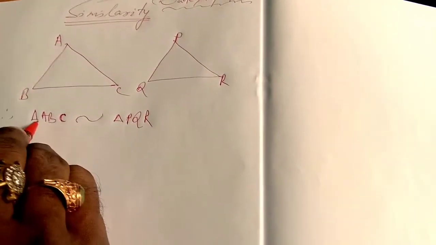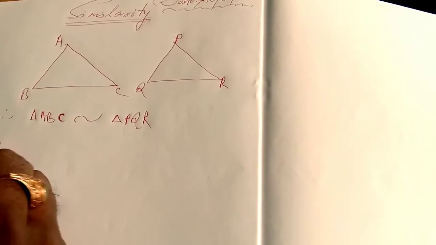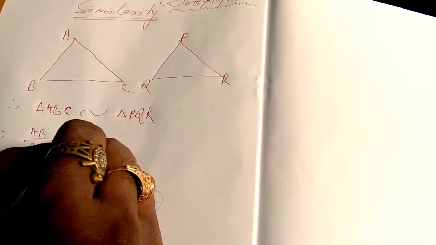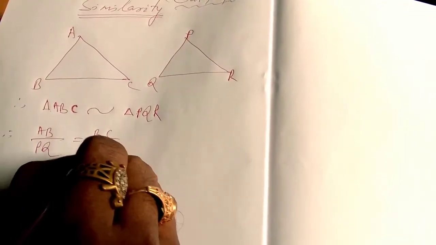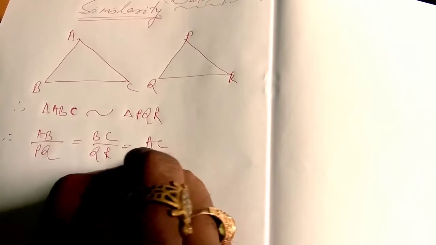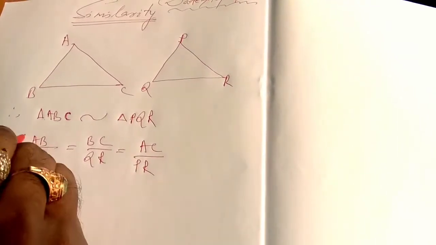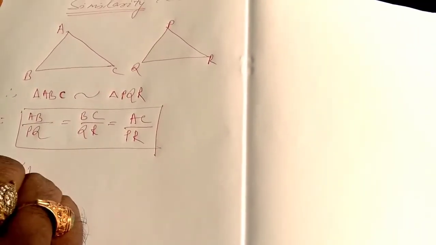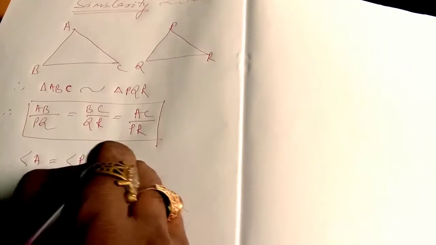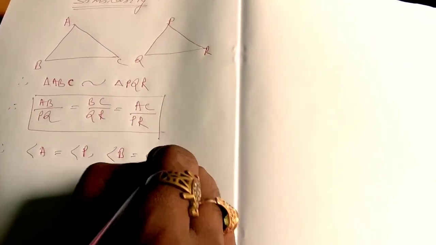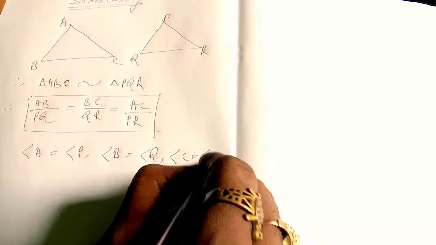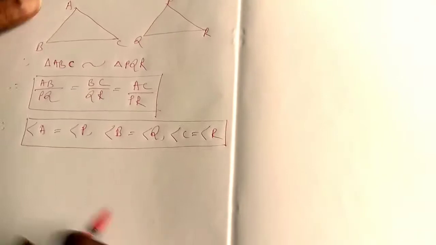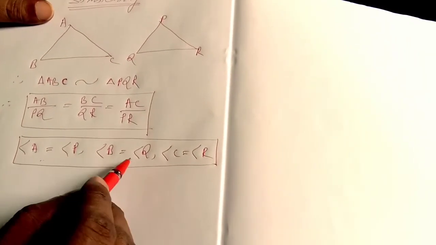What do you mean by this? If the two triangles are similar, then the side ratio will be the same: AB by PQ, BC by QR, and AC by PR. And what is the third part? Angle A should be equal to angle P. Angle B should be equal to angle Q. Angle C should be equal to angle R. If the two triangles are similar, the side ratio is the same and the angles should be equal to each other.